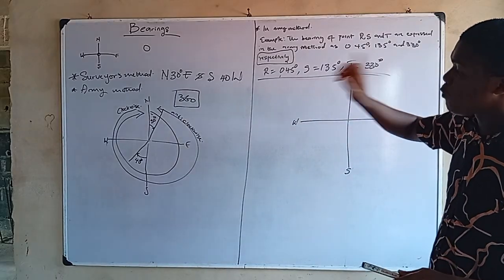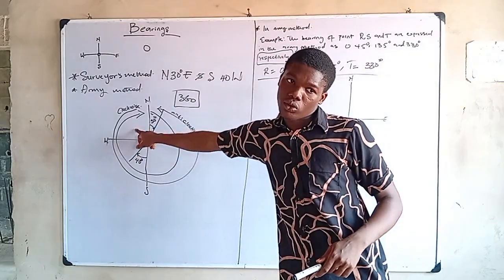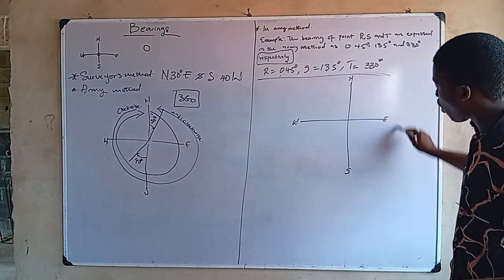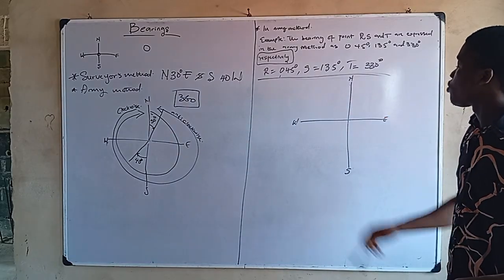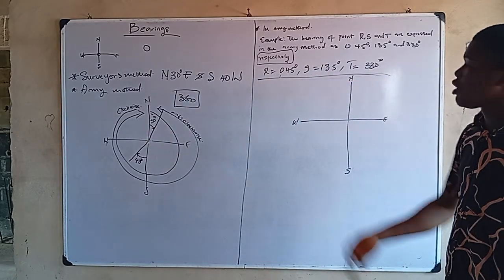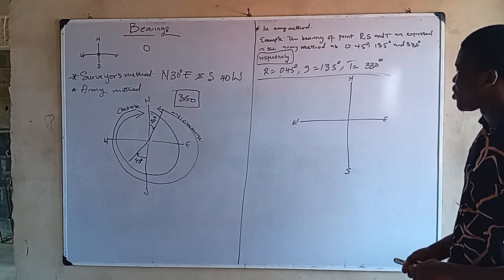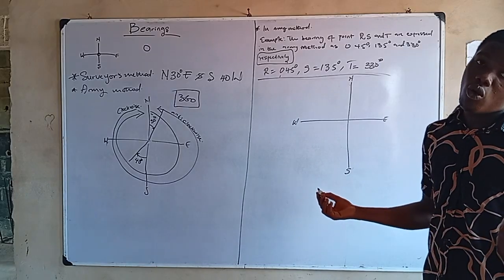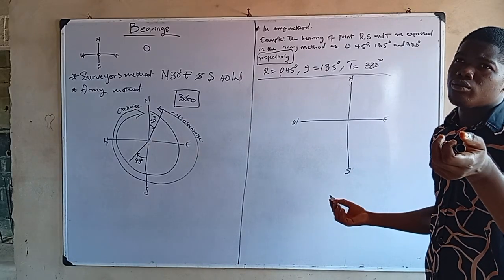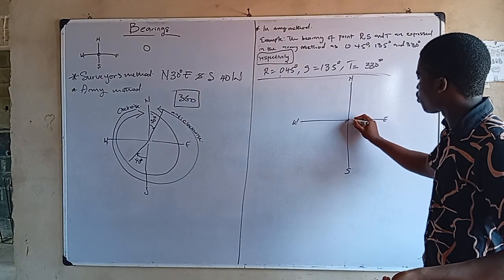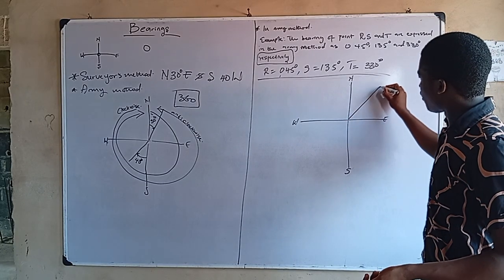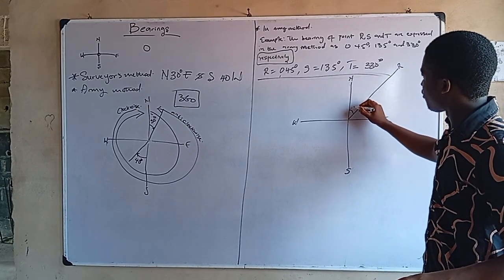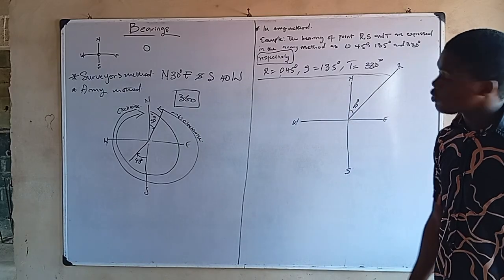In the surveyor method, it can start from south or it can start from north. But in the army method, it must start from north and rotate clockwise till it gets back to north. That is why we are having different ranges of numbers here. Now, the first one, how do we get our R? We start from here. Our R is 45 degrees. If we use our protractor, we know that 45 degrees is somewhere here, half of 90. This is our R. From here to here is 45 degrees.